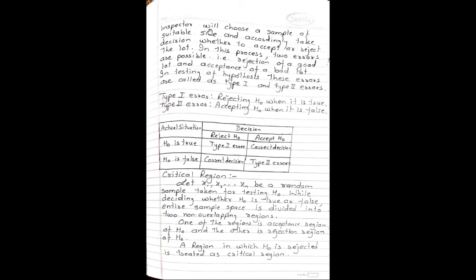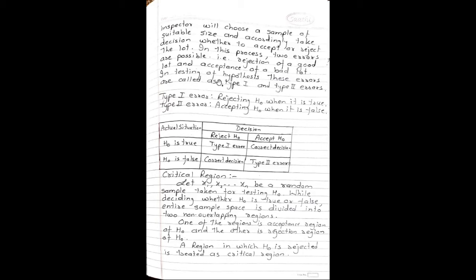Then type 1 and type 2 errors. Since the decision of acceptance or rejection of H naught is based on sampling, it is subject to two kinds of errors. For instance, in the inspection of a lot of manufactured items, the inspector will choose a sample of suitable size and accordingly take a decision whether to accept or reject the lot. In this process, two errors are possible, that is, rejection of a good lot and acceptance of a bad lot.